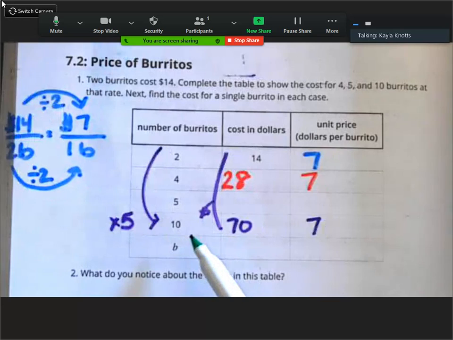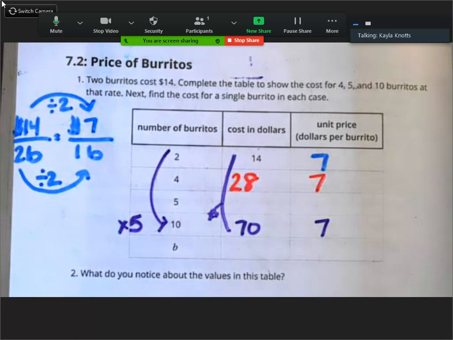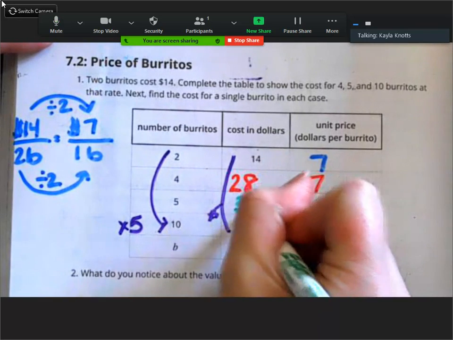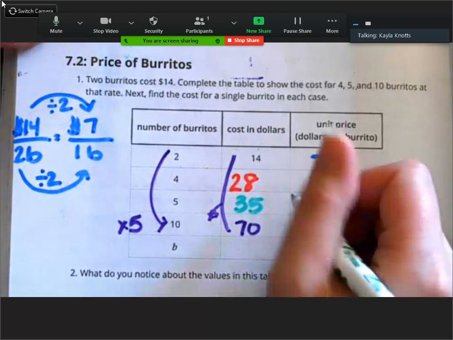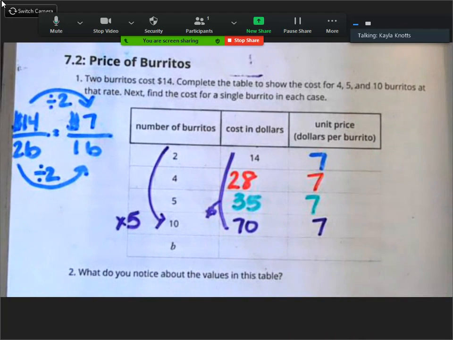Now that I know my price for 10 burritos, I can figure out my price for 5 burritos. So what do I do to 10 to get to 5? I would divide by 2 or cut it in half. So if I cut 10 in half, I would get 5. So that means I have to cut 70 in half, and I would get 35. Exact same thing. If I have 5 burritos and I paid $35, how much would I pay per burrito? So 35 divided by 5 would be 7. Man, this is pretty interesting. Very, very interesting. So I want you guys to look at a couple patterns right now.